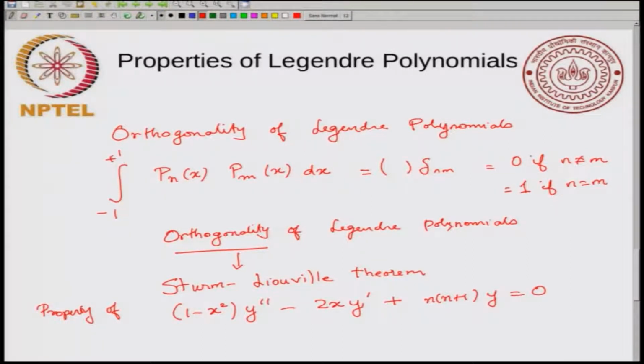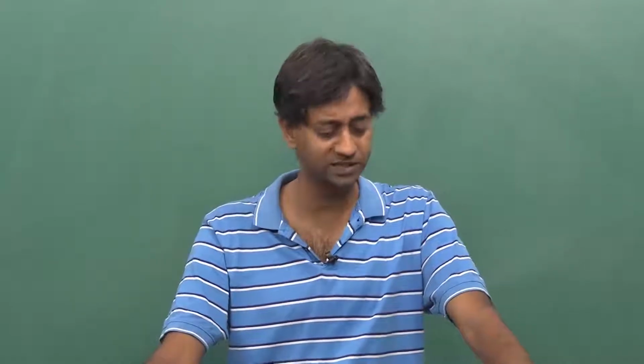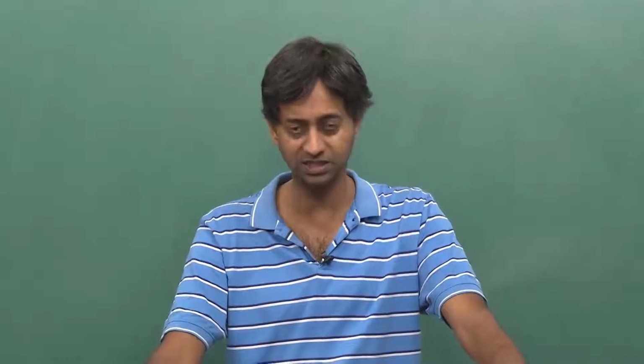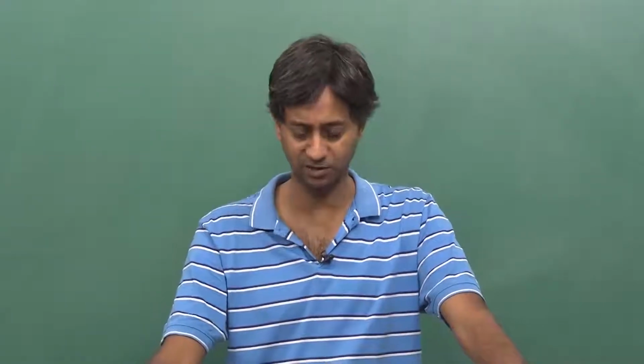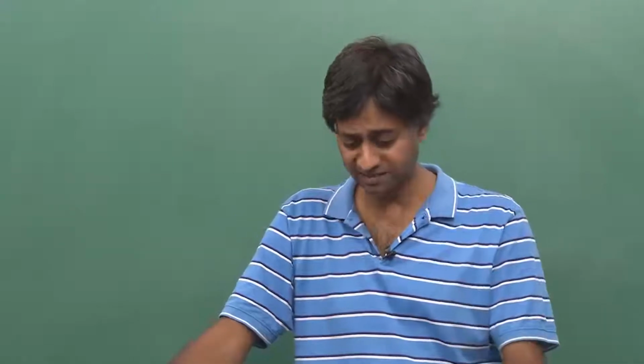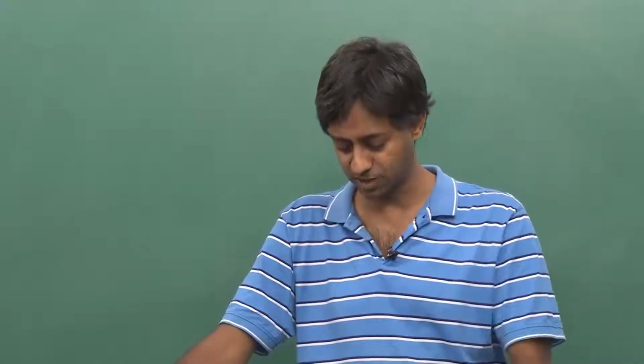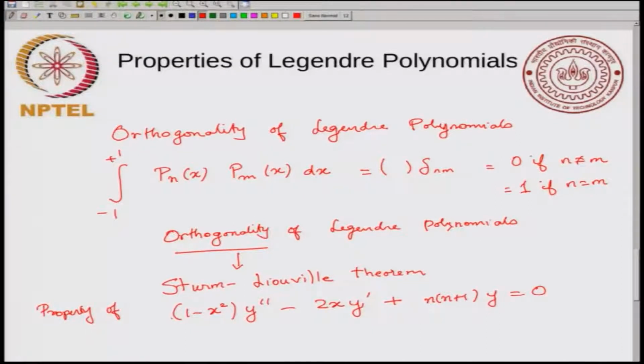Notice that when x equals minus 1 or 1, the coefficient of the second derivative term goes to 0. We will later see that these are called singular points, and we will see how to deal with differential equations that have singular points. But in the range from minus 1 to 1, you never have this term go to 0.